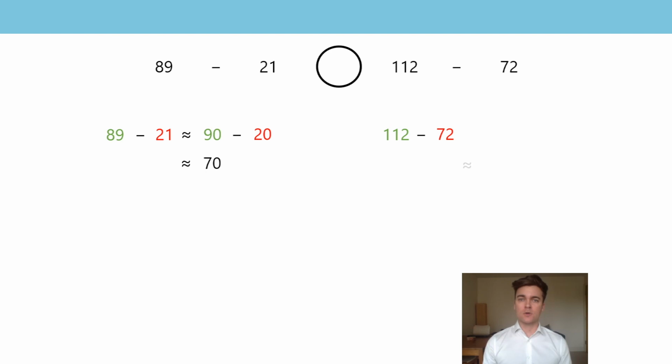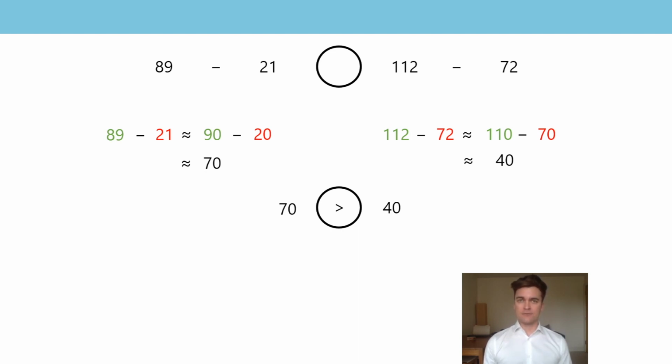112 rounding to 110, the nearest multiple of 10, and 72 rounds to 70, the nearest multiple of 10. 11 tens subtract 7 tens equals 4 tens, 40. So now I've got some approximate differences. I can compare them. 7 tens compared to 4 tens.